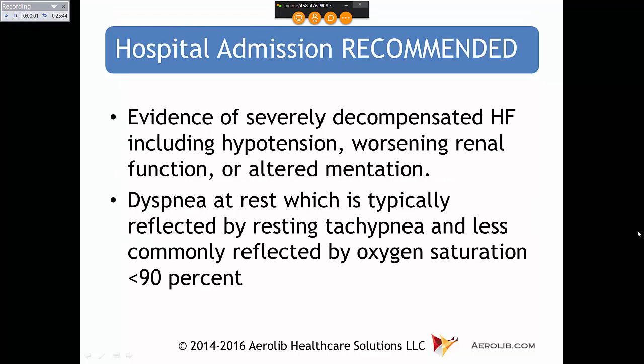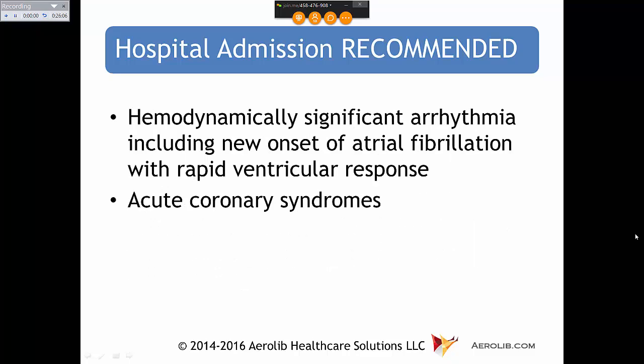So hospital admission recommended. There's evidence of severe decompensated heart failure. There's hypotension, worsening renal function, altered mentation, dyspnea at rest, which is reflected by resting tachypnea, and then oxygen saturations of less than 90%. But again, this is a repetition of what I've been saying over the last few slides now.